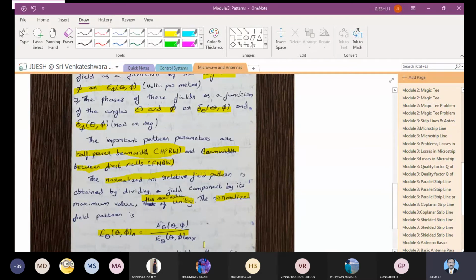Why? Because you are dividing with its maximum value. So the denominator will always be greater than or equal to the numerator. The maximum value you can get is 1. You cannot get beyond that. So it will be between 0 and 1. The normalized value E theta phi normalized will be E theta phi divided by E theta phi maximum. You can just note that down.